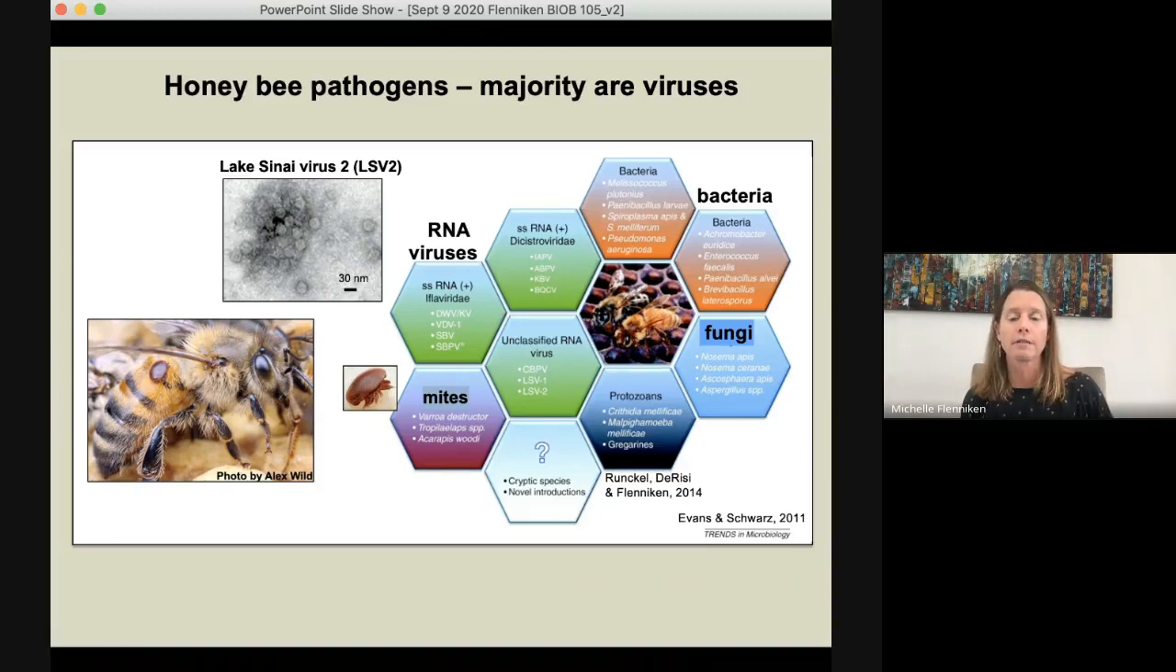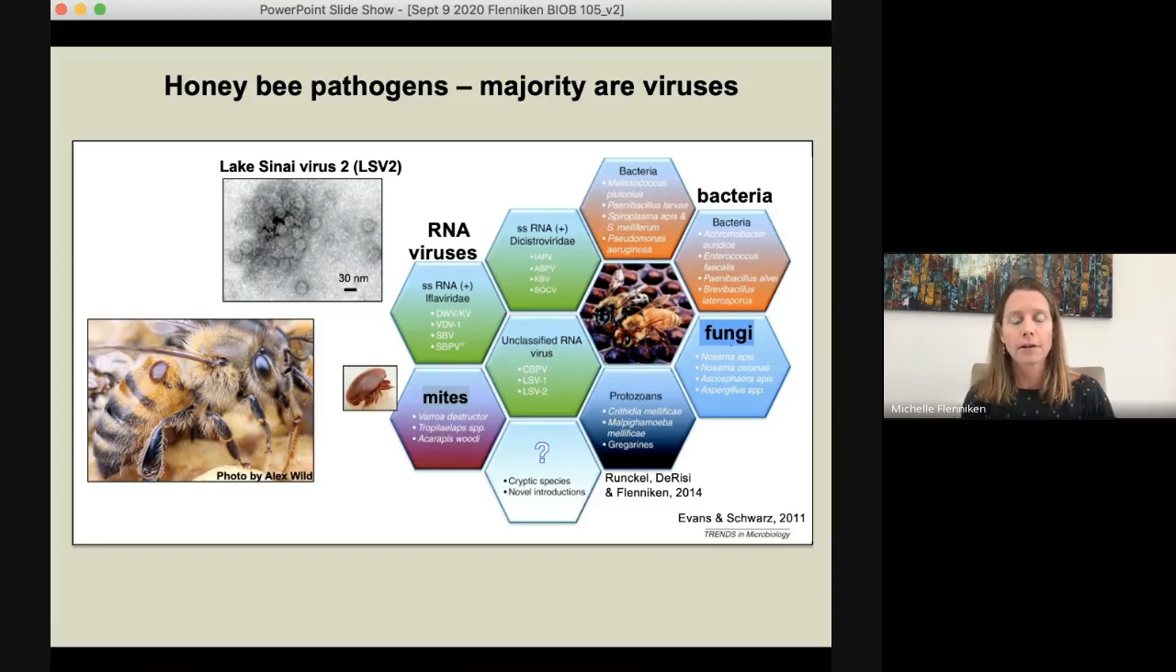So these RNA viruses are the largest category of bee-infecting pathogens. What you're looking at here on the top is a transmission electron microscope image of one virus that's called Lake Sinai virus 2. It's really small. It looks like a little soccer ball, about 30 nanometers in diameter, meaning about 10,000 of them would fit across the diameter of a single human hair. And that's why we need the transmission electron microscope rather than a light microscope. You can't see most viruses on a light microscope to image this virus.